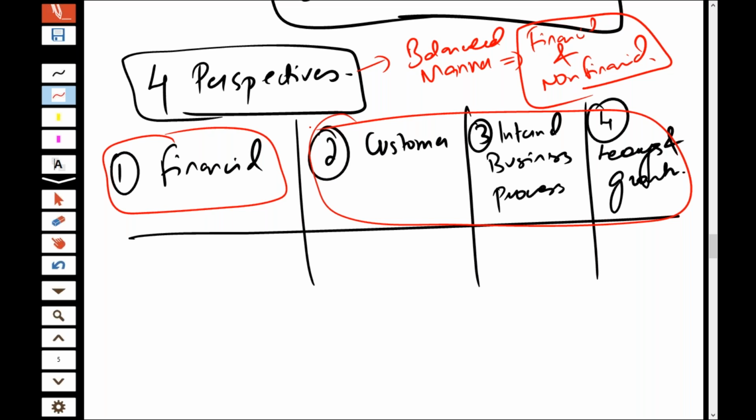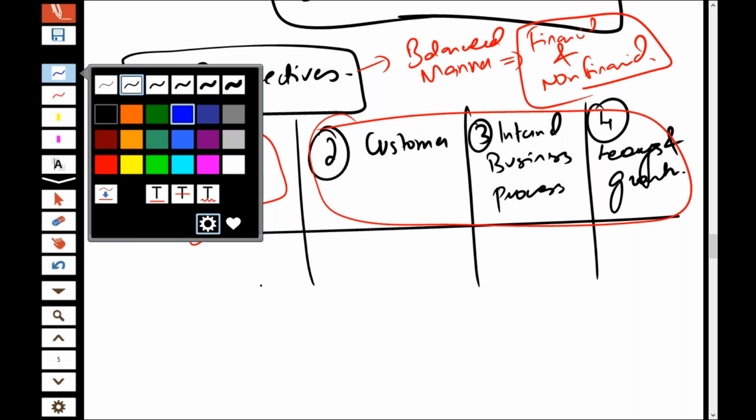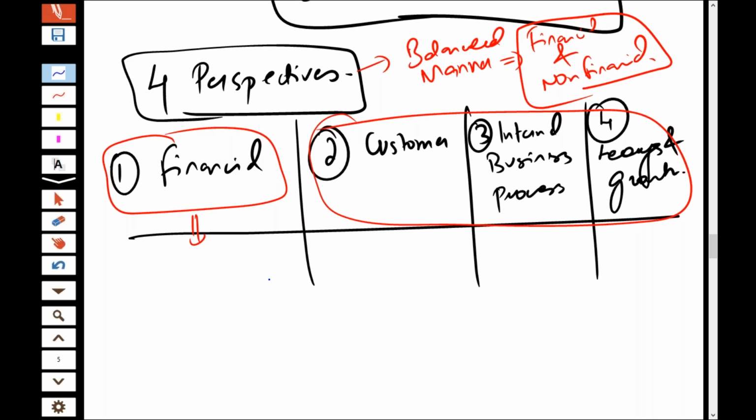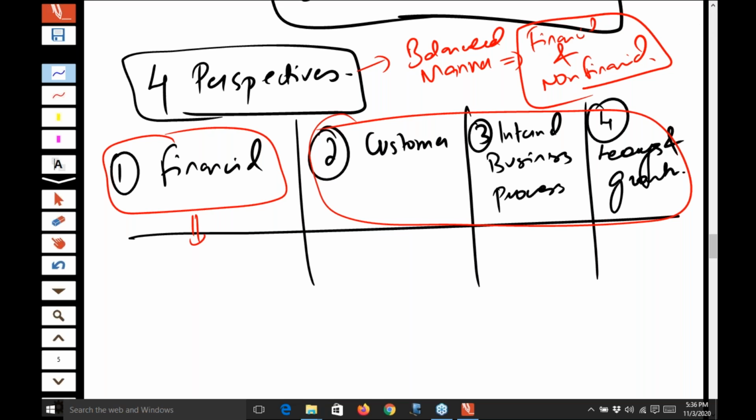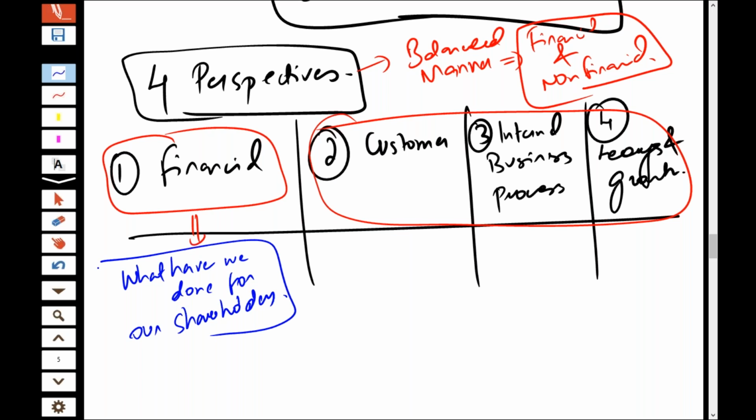The balanced scorecard told us that if you have to measure the performance of any organization, you need to consider these four perspectives. What are these four perspectives that you have to consider? The first perspective is the financial. You need to see what we have done for our shareholders.